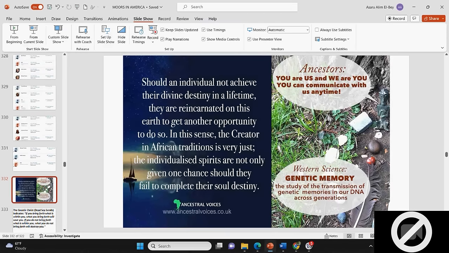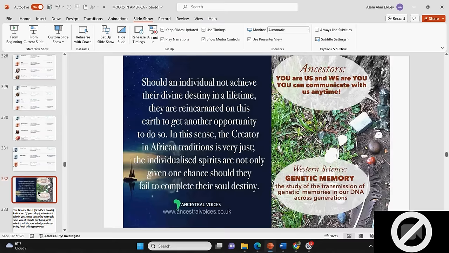That's the first clue. So it says, should an individual not achieve their divine destiny in a lifetime, they are reincarnated on this earth to get another opportunity to do so. In this sense, the Creator in African traditions is very just. The individualized spirits are not only given one chance, should they fail to complete their soul destiny. All right? Ancestors, you are us and we are you. You can communicate with us anytime. Now, Western science calls it genetic memory, the study of the transmission of genetic memories in our DNA across generations.